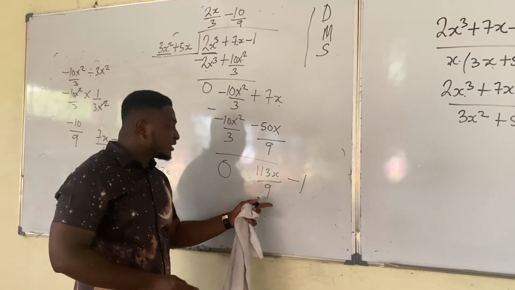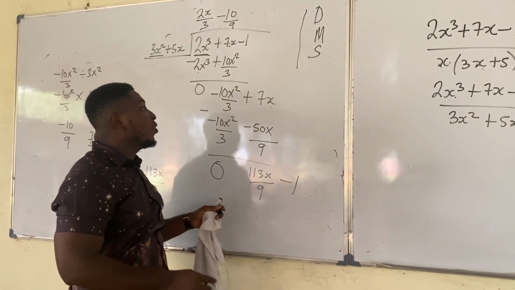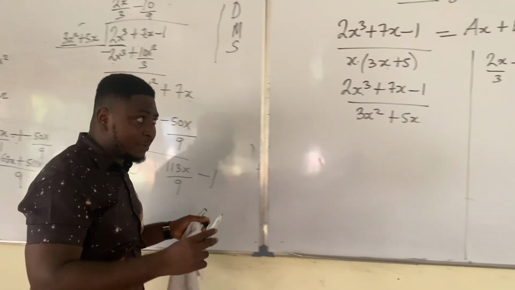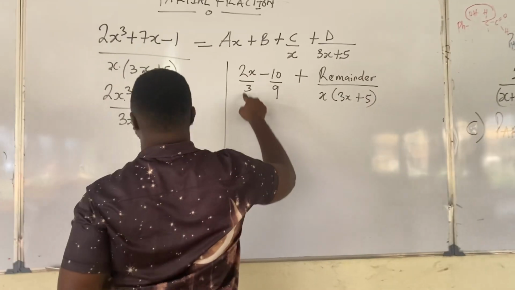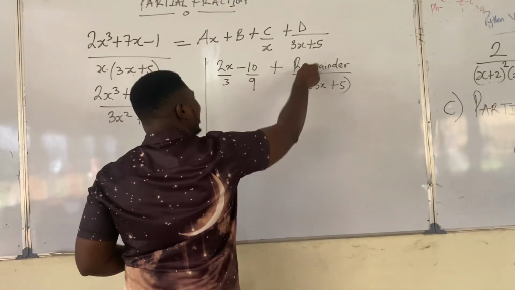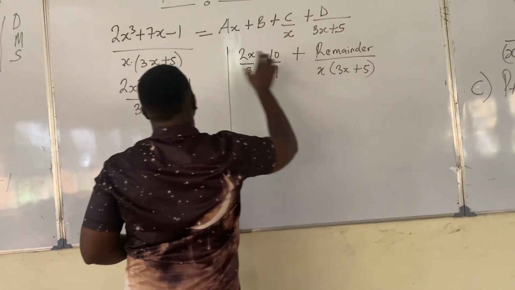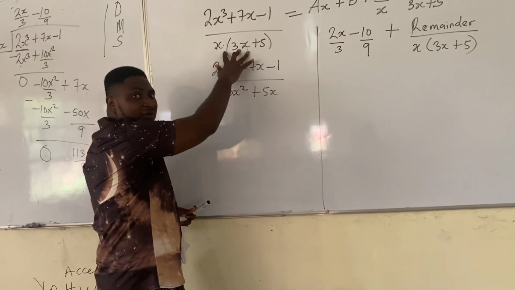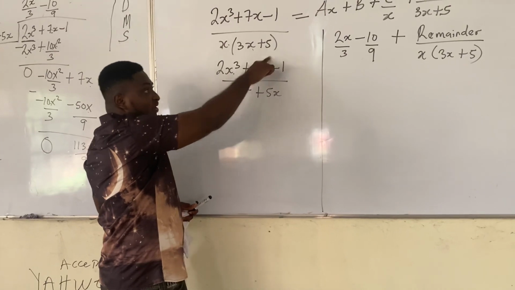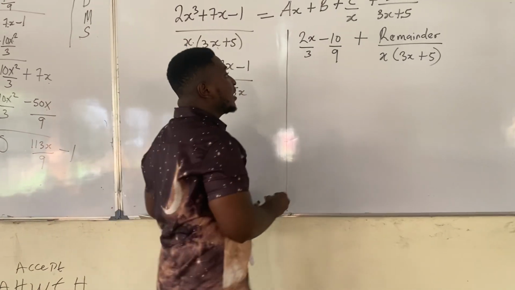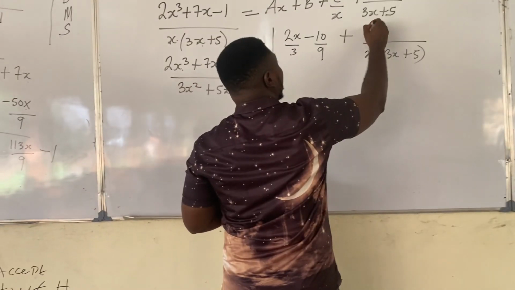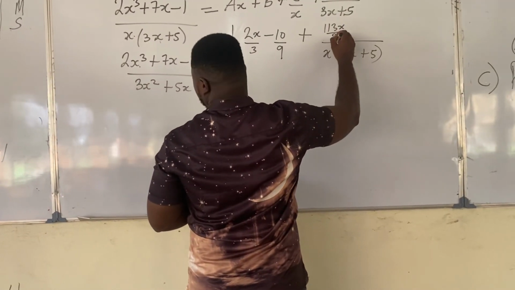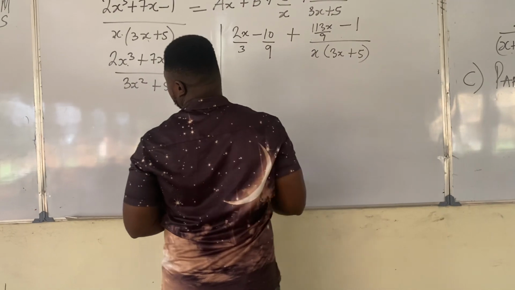So now, having gotten the quotient and the remainder, what do you do with them? Come over to this side. The quotient is placed here, 2x over 3 minus 10 over 9, plus the remainder divided by the initial denominator of our question. Look at the question here, x into bracket 3x plus 5. Now I can replace my remainder with what was my remainder? 113x all over 9 minus 1.